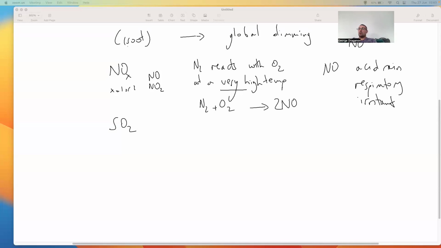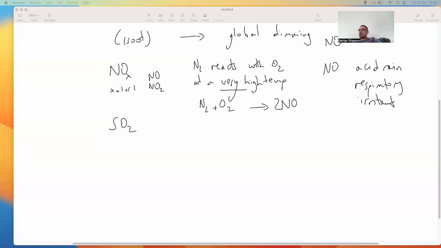How does it form acid rain? Well, NO reacts with H2O, which is the rainwater, to make HNO3. Okay, but that's obviously not balanced. So to balance it and make it slightly easier for ourselves, let's see. We've got HNO3 here, so we could put 2 here. It's a bit messy now. Let's do that again.